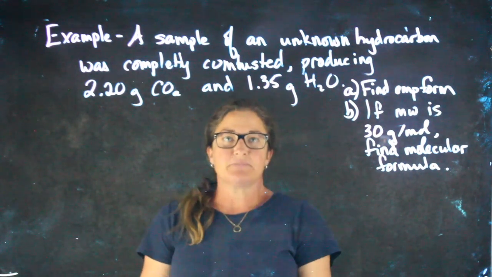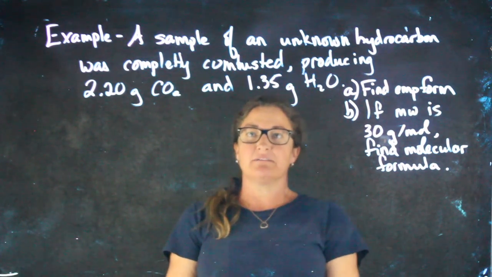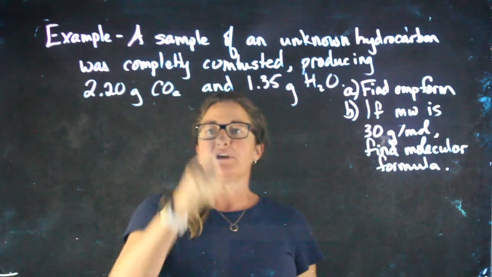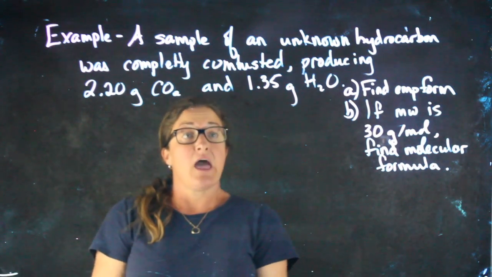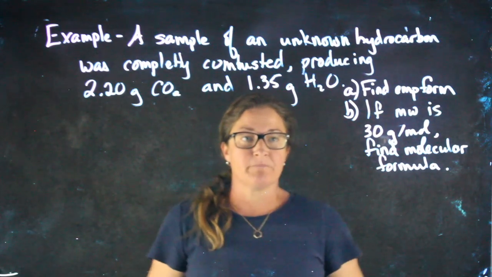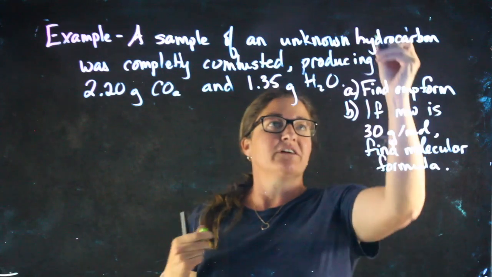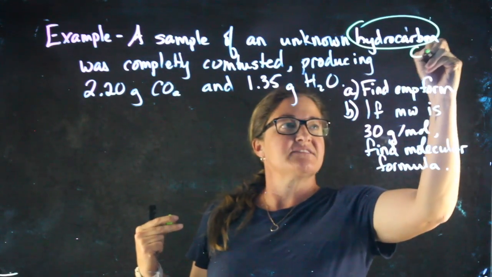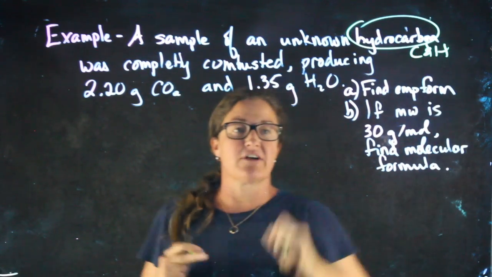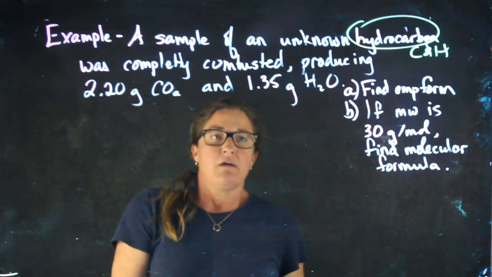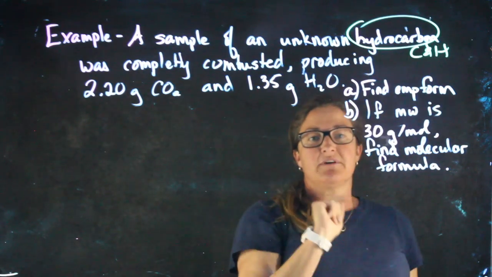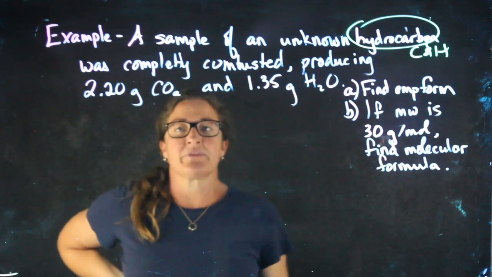Right, we have a sample problem. A sample of an unknown hydrocarbon was completely combusted, producing 2.20 grams of carbon dioxide and 1.35 grams of water. So first of all, hydrocarbon, quite literally, means we have just C and H, so I'm not going to have a third element I need to worry about here. From this, we're going to find the empirical formula and we're going to find the molecular formula.